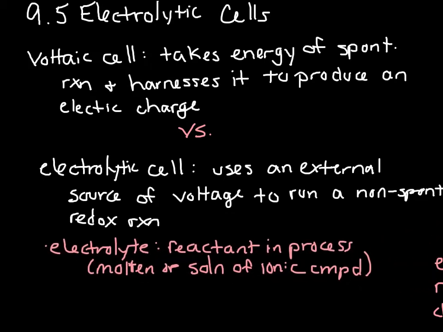Some key terms about electrolytic cells that are different from voltaic cells are the electrolyte. The electrolyte is the solution that the electrodes are submerged in. And this is really where the reactants are in the process. So in a voltaic cell, the electrodes were essentially your reactants. Here, it's what is in the electrolyte that we care about. What's in that electrolyte could either be a molten ionic compound or a solution of an ionic compound. It all depends on what we are trying to pull or separate in that ionic compound.